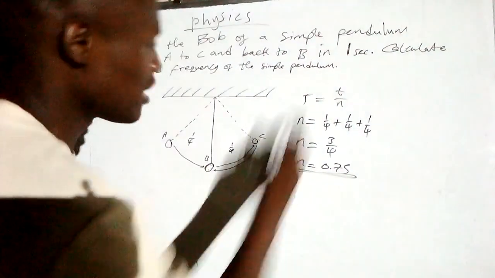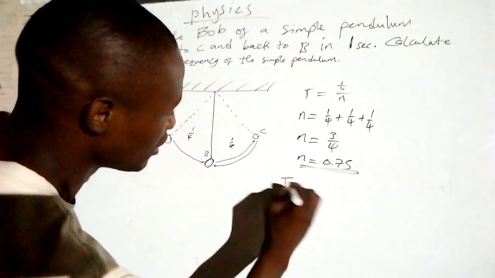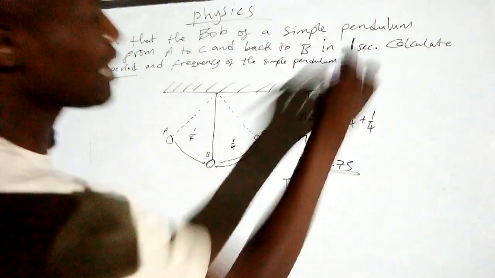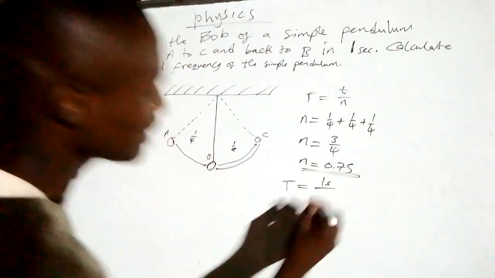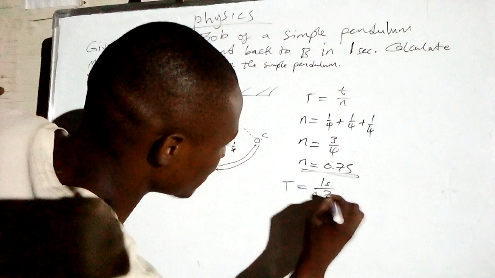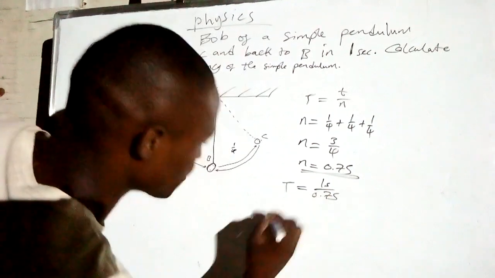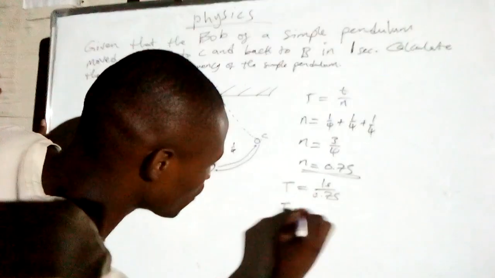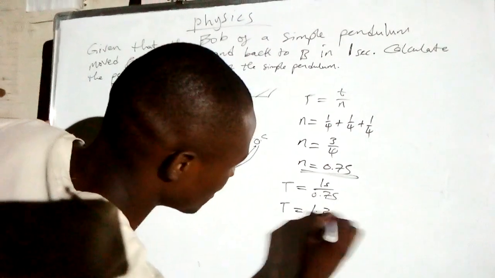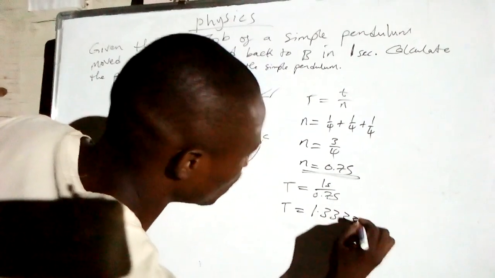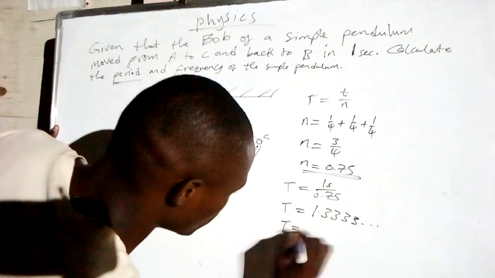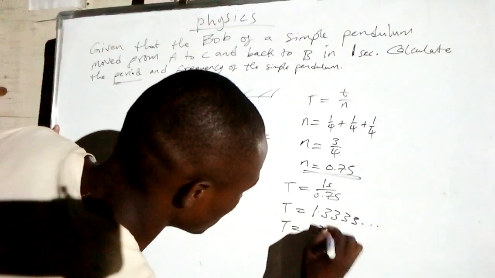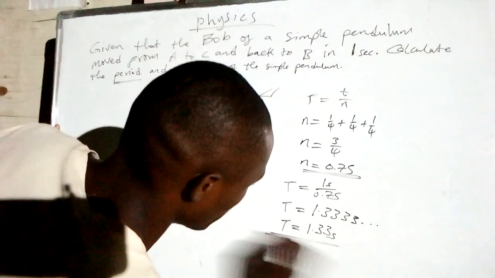After knowing this, then we'll go ahead and calculate the period. So period is equal to time. They are saying 1 second. So 1 second divided by number of oscillations, which is 0.75. When we calculate using the calculator, period will be equal to 1.3333 up to infinity. It goes like that. So our period will be equal to 1.33 seconds. So we'll end there.